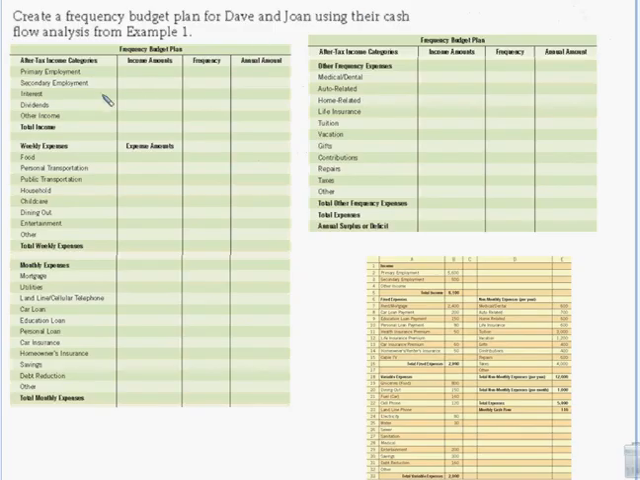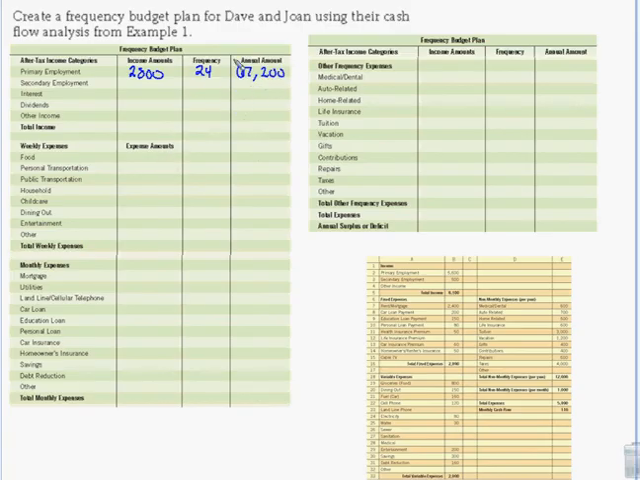We're going to look at this and we're going to create a more detailed frequency budget plan for them. So we're going to look at their primary employment. They had $2,800 and they get paid semi-monthly, so they get 2 payments a month for an annual amount of $67,200.